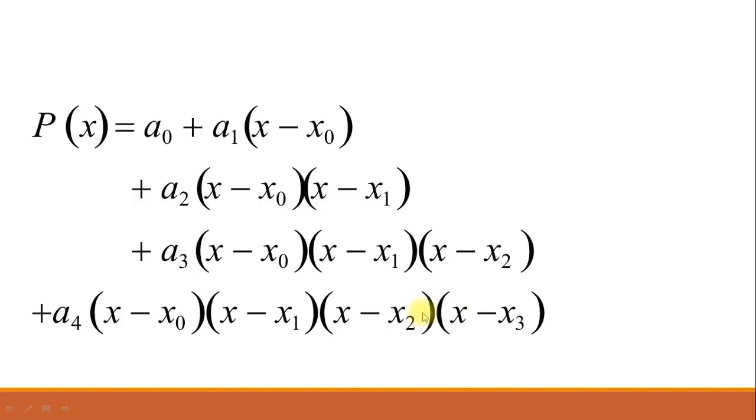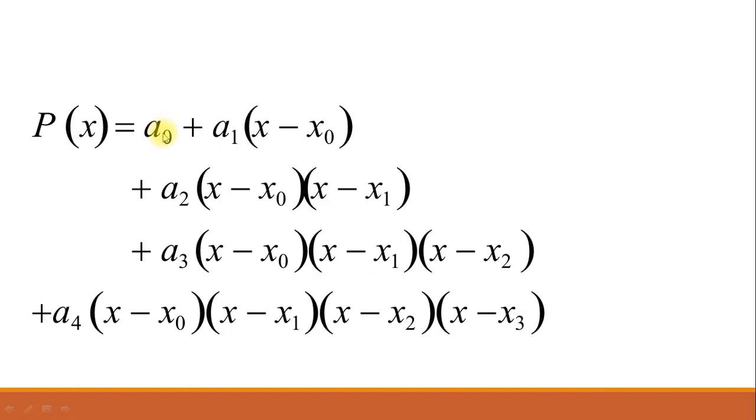Now the Newton divided differences polynomial formula is equal to a naught plus a1 into x minus x naught plus a2 into x minus x naught into x minus x1 plus a3 into x minus x naught, x minus x1, into x minus x2 plus a4 into x minus x naught into x minus x1 into x minus x2 into x minus x3.